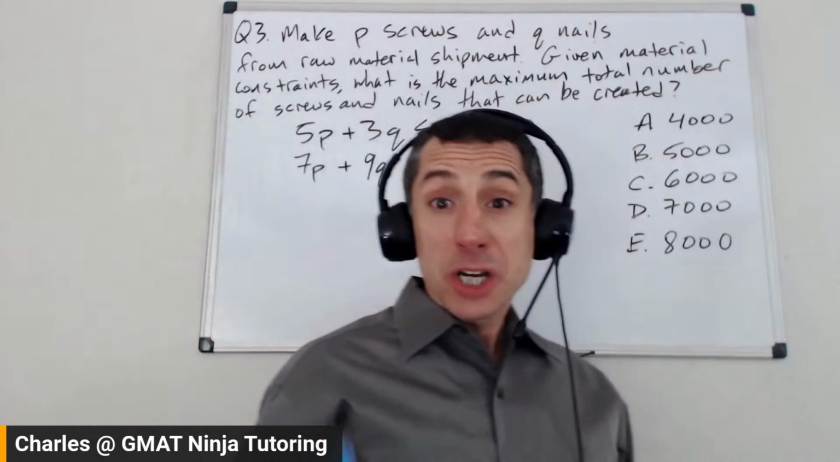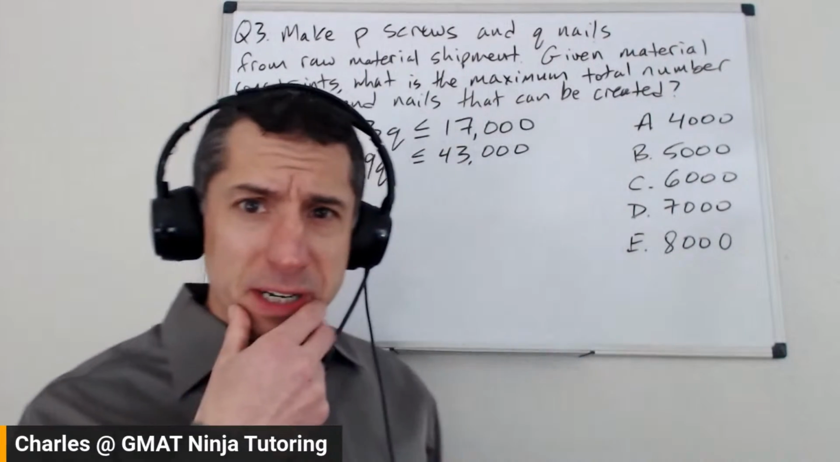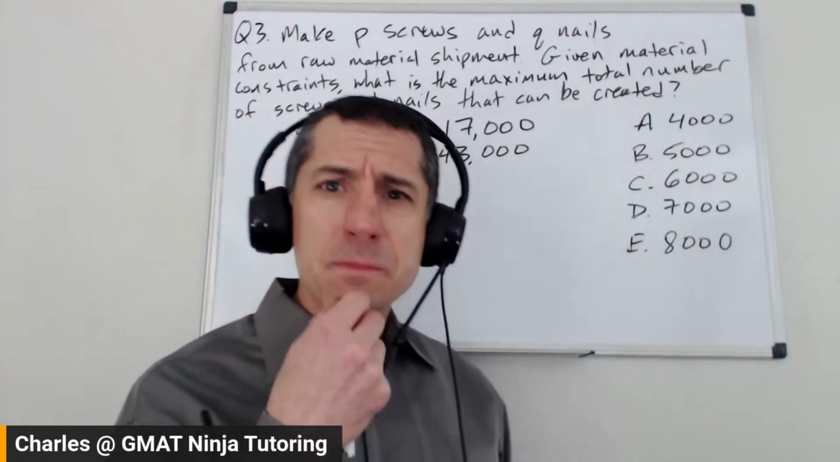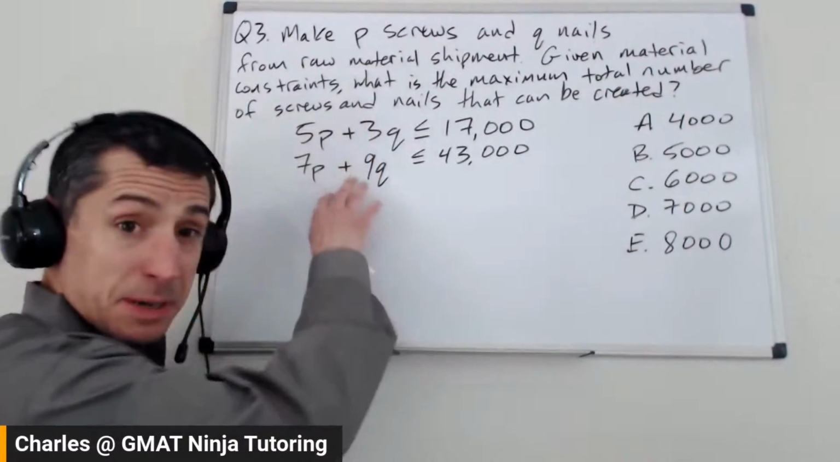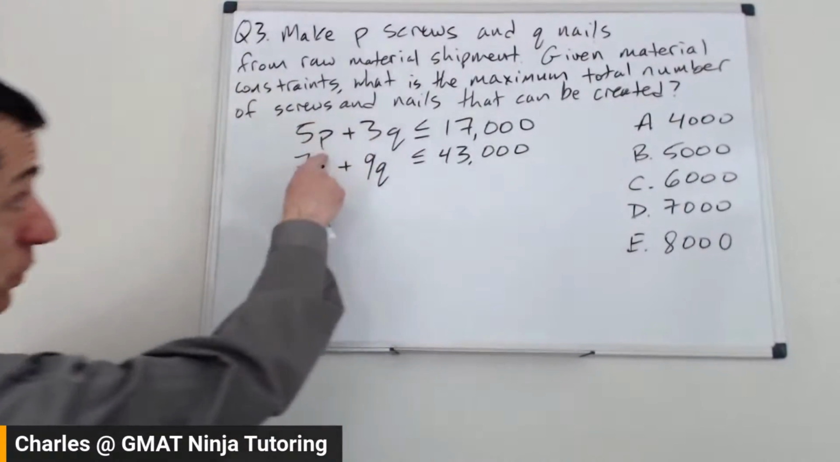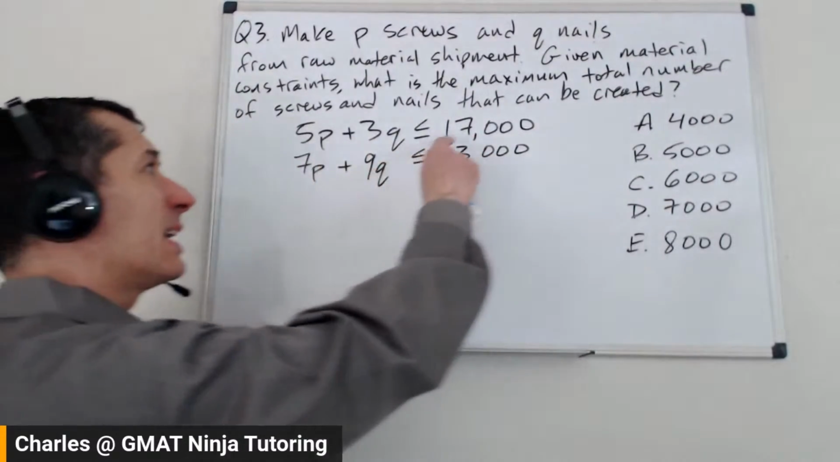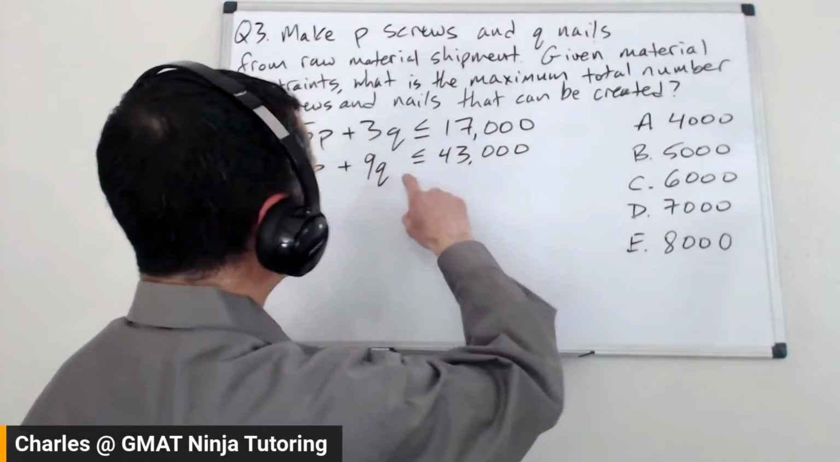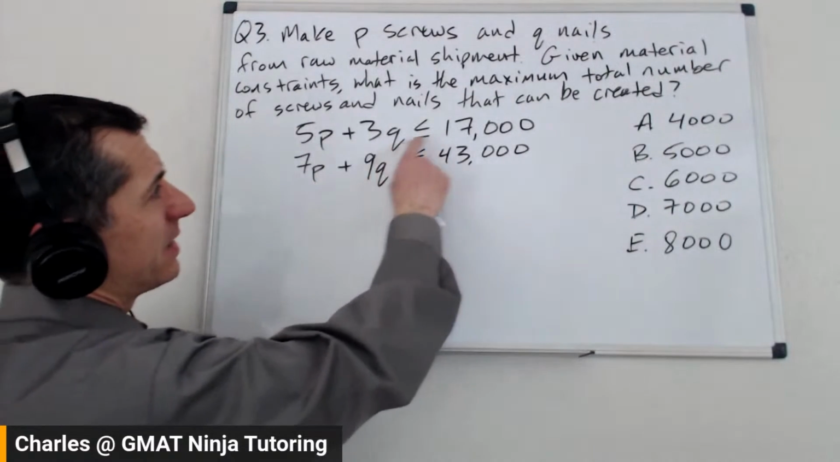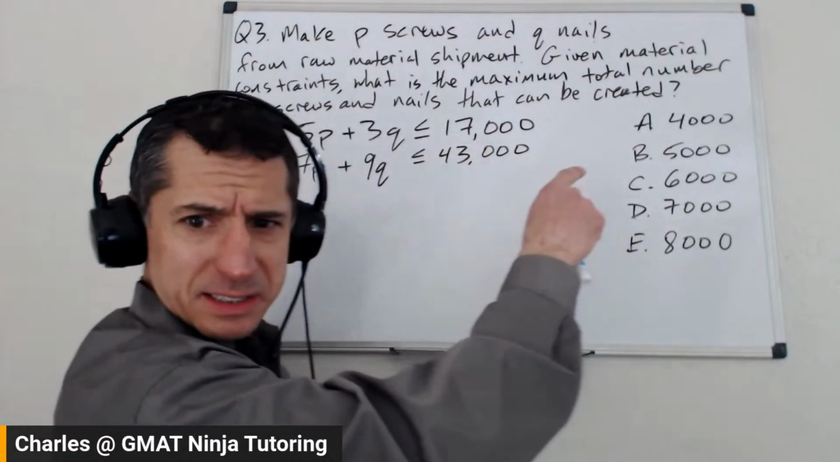All right. Now look, you could sit here and start doing a kind of strokey beard thing and go, well, let me start punching some numbers in here. If it's all screws, it would be 17,000 divided by 5, which gives me 3,400. Or if it's all nails, it would be some weird number that isn't an integer.